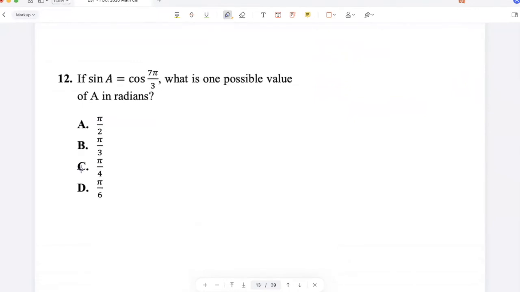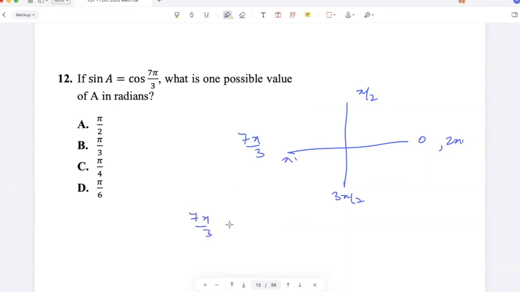If sine A is cos this, what is one possible value of A in radians? Okay, so first let's find 7 pi by 3. So this would be 0, pi by 2, pi, 3 pi by 2, and 2 pi. So 7 pi by 3 minus 2 pi is pi by 3. Okay, so 7 pi by 3 is the same as pi by 3. So that's the first thing. So we can write sine A is cos pi by 3.